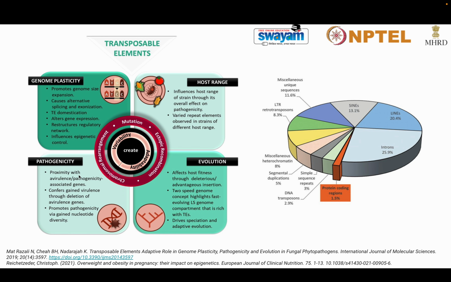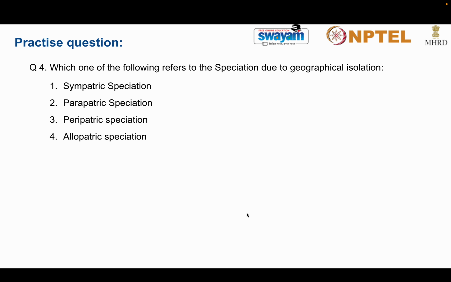Then for pathogenicity, proximity with the avirulence-associated genes confers gained virulence through deletion of avirulence genes, and promotes pathogenicity by gained nucleotide diversity. So in this way, they are helping in these four things. Similarly, I've given here the same picture which I've shown earlier, the distribution of these LINE, SINE, and the other DNA transposons in the human genome. So I hope now the concept of transposon is clear.